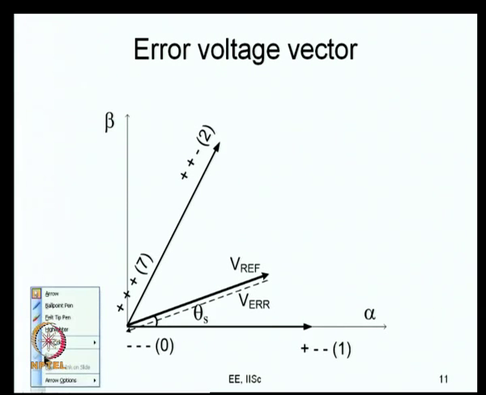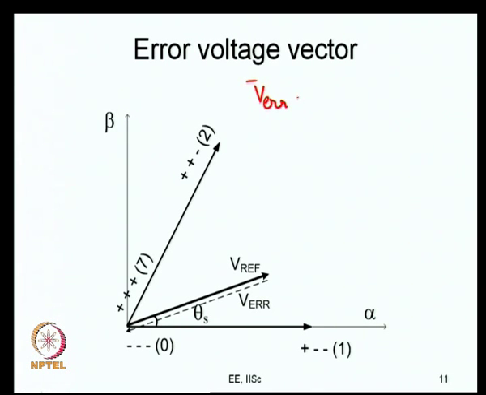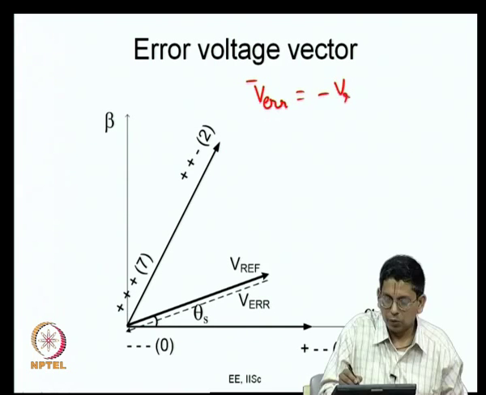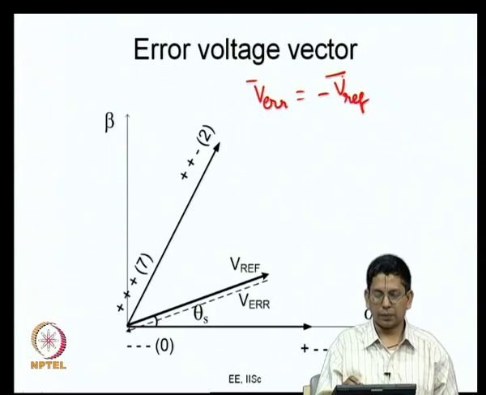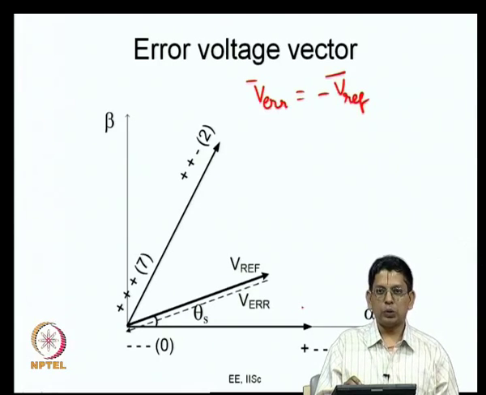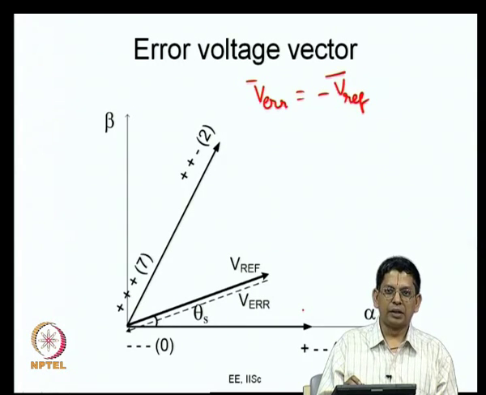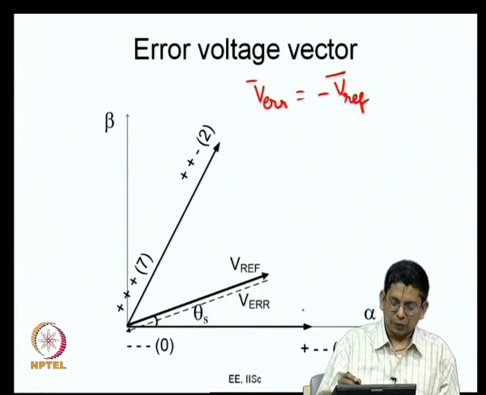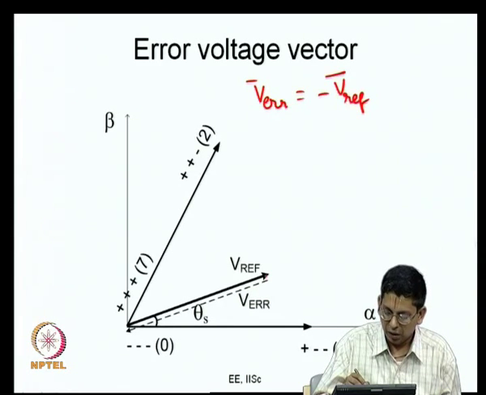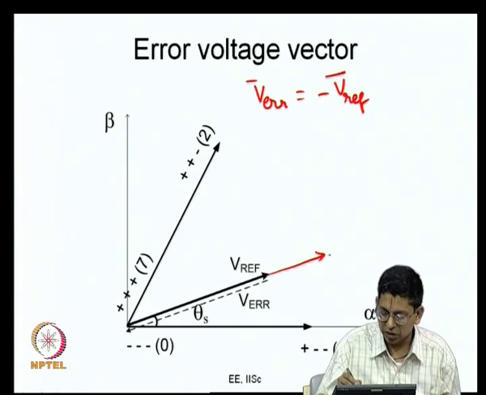So, let me just write it down quickly. You have this V error vector here is equal to minus V ref vector. So, this is what we have now. We can look at it in the DQ domain also. I have just generally written it in the polar coordinates. I can write this in alpha beta. I can also write it in the DQ domain, right. So, this is the DQ domain that we discussed in the last class.